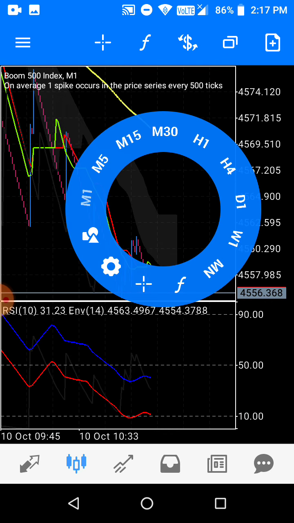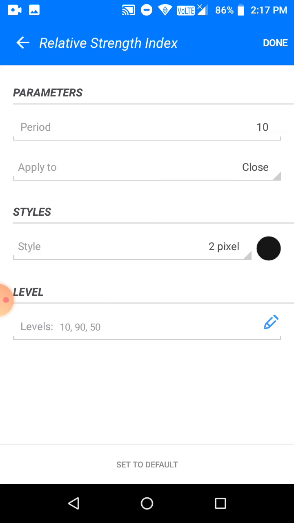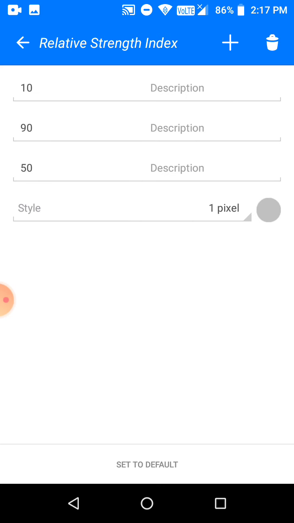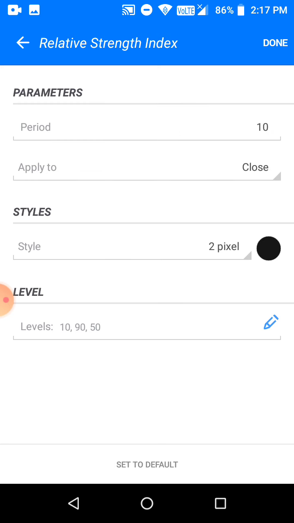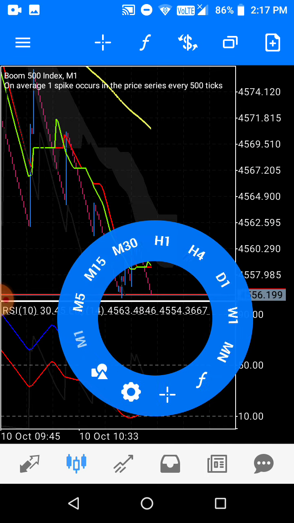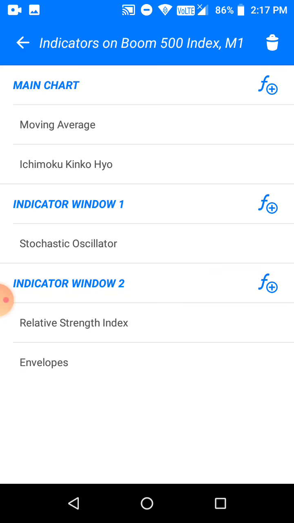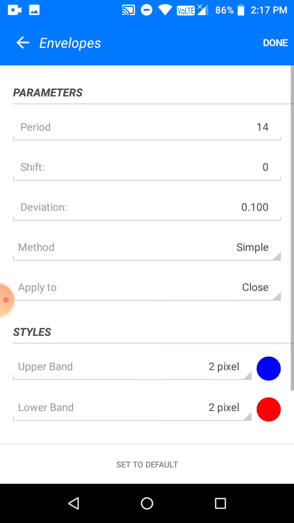For the RSI, it's just RSI 10, black, the color of your background. And then here we have the 10, 90 and 50, and that's it. Then we have the envelopes here. So those are the settings for our envelopes, and that's just about it.